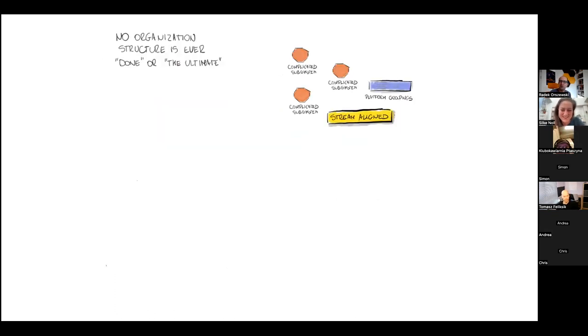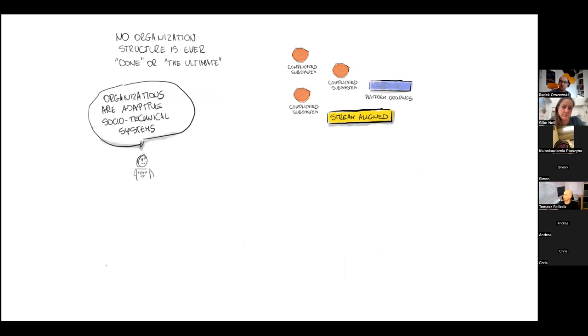But I want you to think of it from the evolutionary point of view: we say no organization structure is ever done or the ultimate. If your organization is 50 people, you will probably need a different structure than if your organization is 150 people. And if you operate in one market and have one product, you probably will need a different structure than if you have two, three more products or you change to a service company.